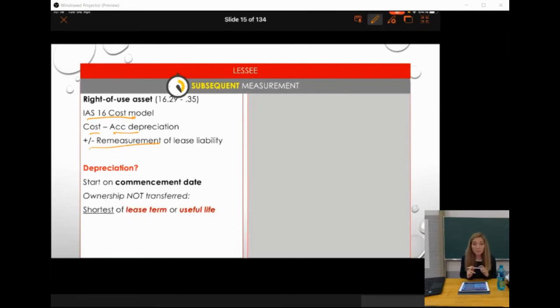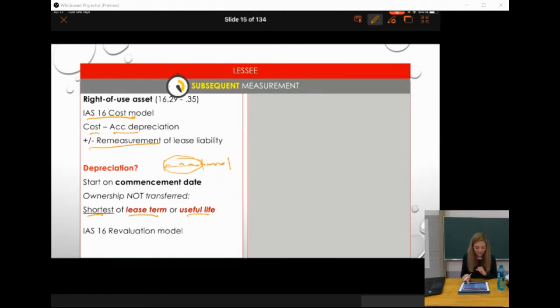Now on depreciation, just note that when our lease term is shorter than our useful life, so the lease term is for a period but the asset can actually be used for a longer period, then the lessee is only going to depreciate the asset over the lease term. For the period outside of the lease term, the asset will not be with the lessee anymore. That's why depreciation is calculated over the shorter of the lease term or the useful life.